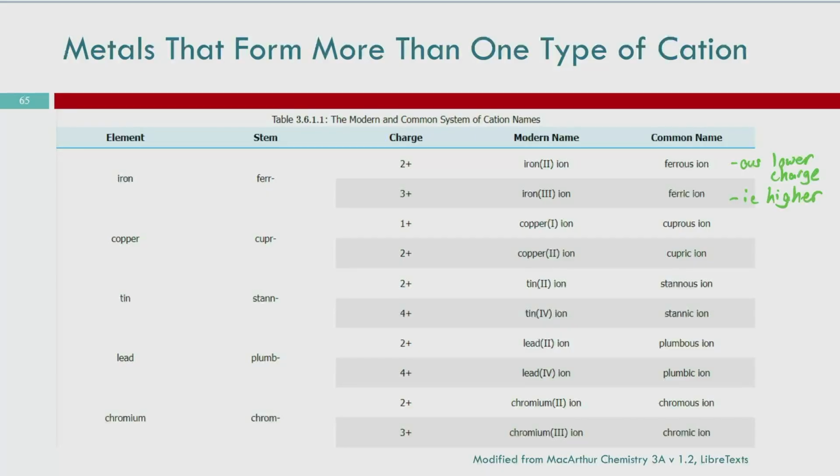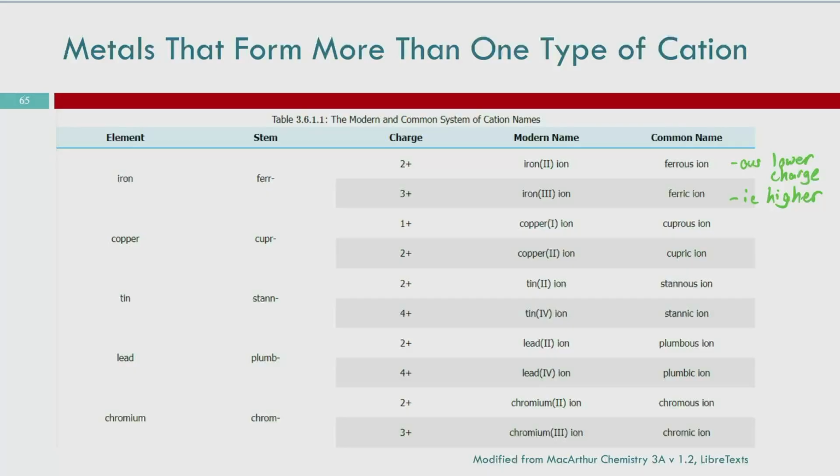And you might be thinking to yourself, that's not so bad. We just remember that 2+ ends in -ous and 3+ ends in -ic. Not bad. No, wrong. Copper, the base name is cupr, C-U-P-R, and it's got a 1+ and a 2+. The 1+ is cuprous, and the 2+ is cupric, which is not the same as with iron, where it was 2+ and 3+. This is also different from tin, which is tin(II) and tin(IV), and these are stannous and stannic. That's also different from chromium, which is the same as iron. And then there are other charge variations as well.